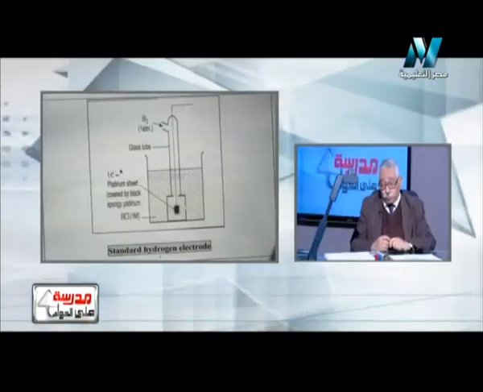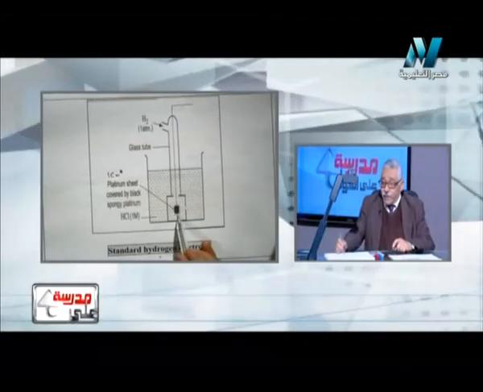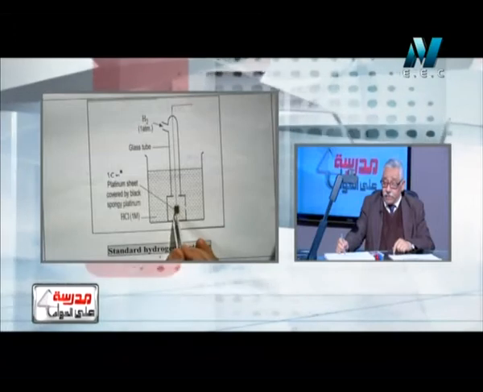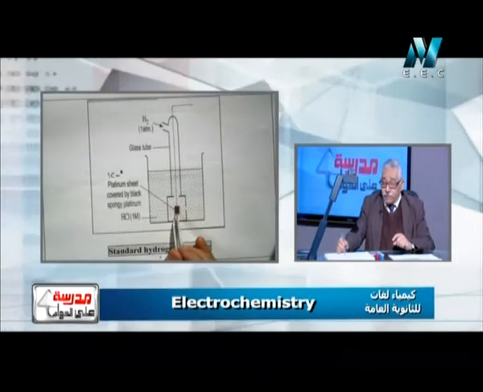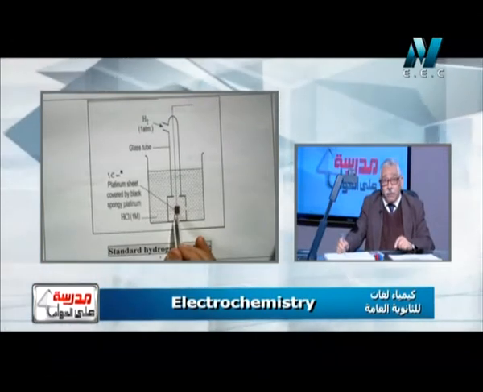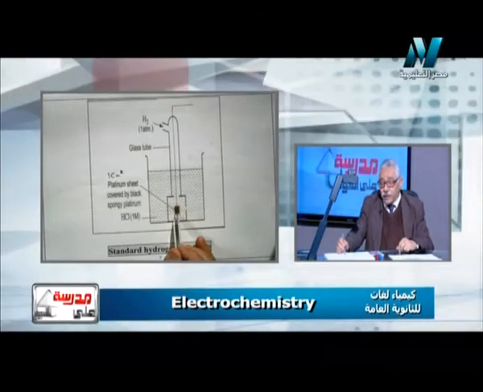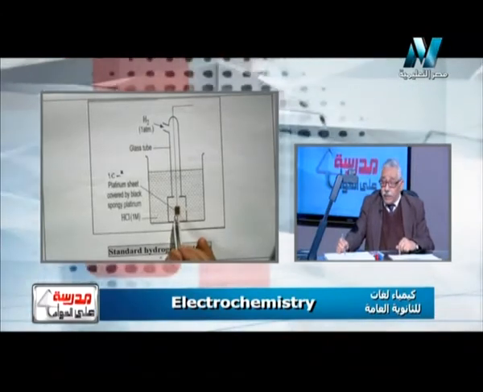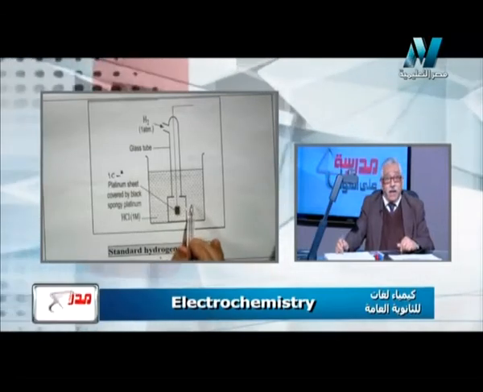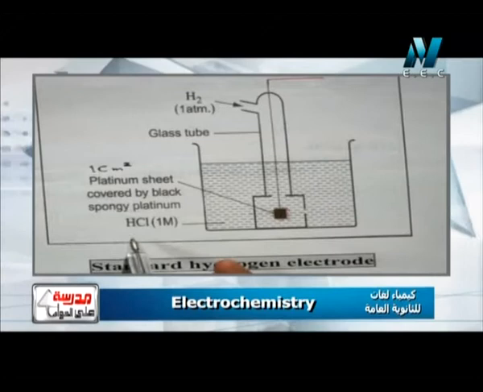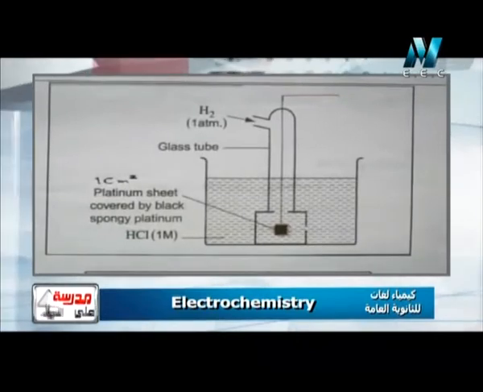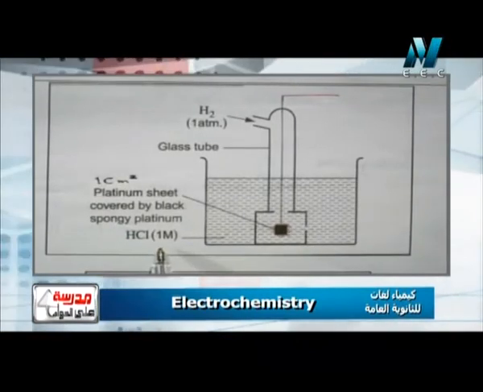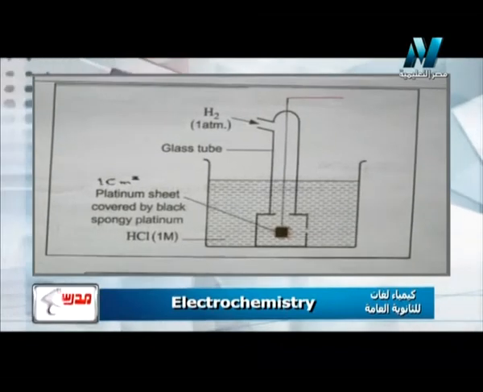This is a diagram to explain the structure of the hydrogen electrode. We get a platinum sheet. The area of the platinum sheet is 1 square centimeter. Why platinum? Because platinum has the ability to absorb, to collect the hydrogen gas on its surface. Then we get a solution that contains hydrogen ions, any acid such as HCl or H2SO4, with a concentration equal to 1 molar.